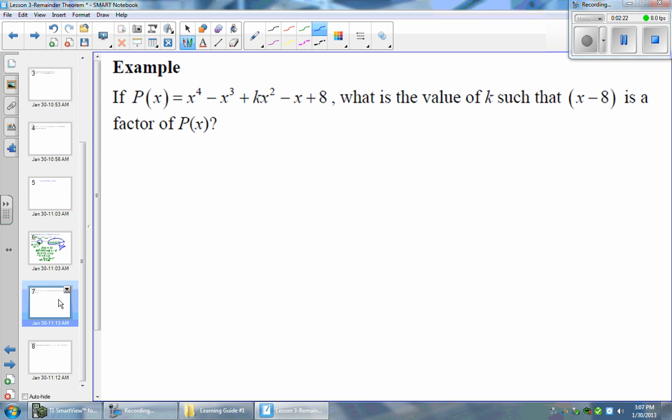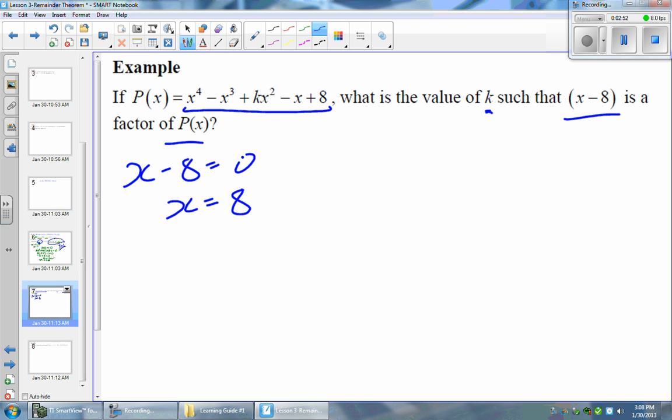Okay, next slide. If P of x is equal to this monster here, what is the value of k such that x minus 8 is a factor of P of x? So we are given one piece of key information here. This binomial x minus 8 is a factor of P of x, which means, let's find the root. x minus 8 is equal to 0. That means the root is equal to 8. It means P of 8 is equal to 0. The remainder is equal to 0 because it's a factor. Okay, so using this relationship right here, we're going to find the value of k.